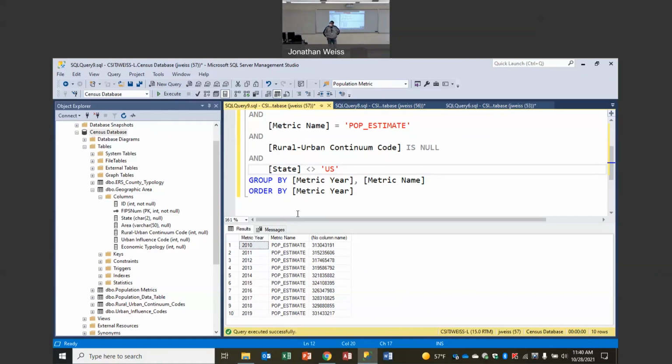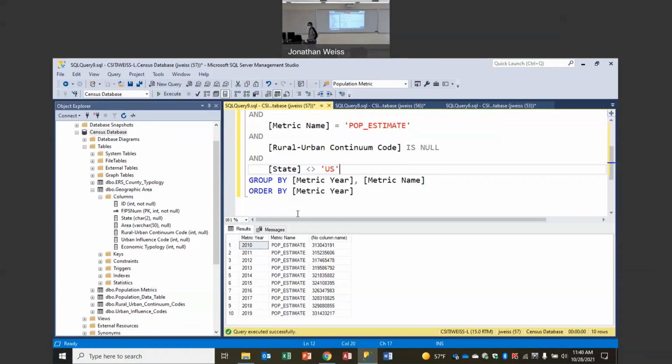Okay. So if we're mining the census data, this is a result that we might get from the census data, is that when they report on the total population of the United States, they don't include the outside territories.